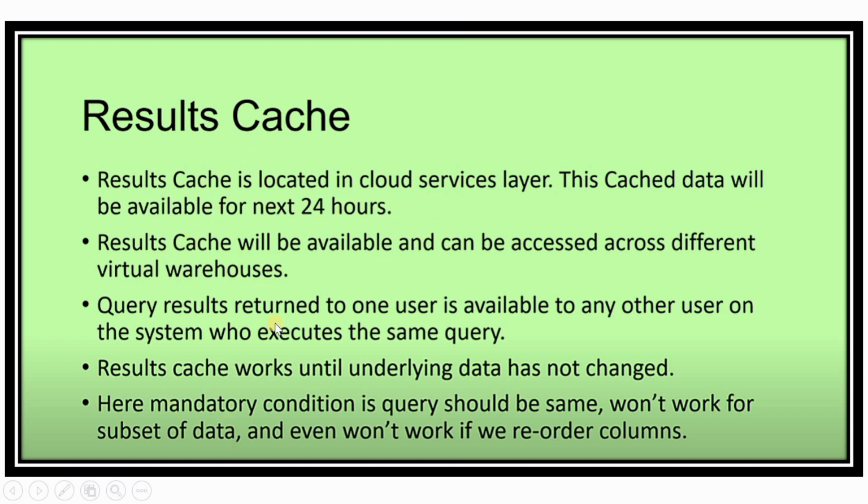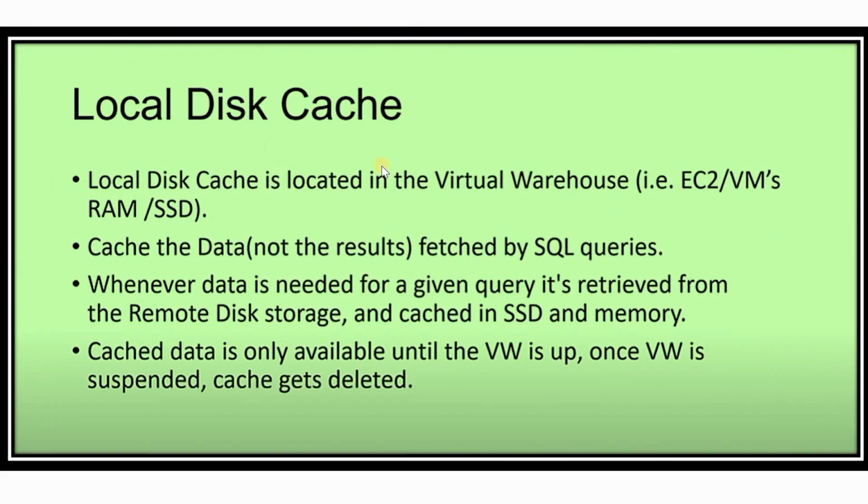Now let's move to the local disk cache. The local disk cache is located in the virtual warehouse. As I have told you, the local disk cache is stored in the virtual warehouse layer. You can say it is the compute layer as well, if you have seen my architecture video. It caches the data, not the results fetched by SQL queries. I told you while explaining that diagram that this local disk cache will store the data, not just the results only.